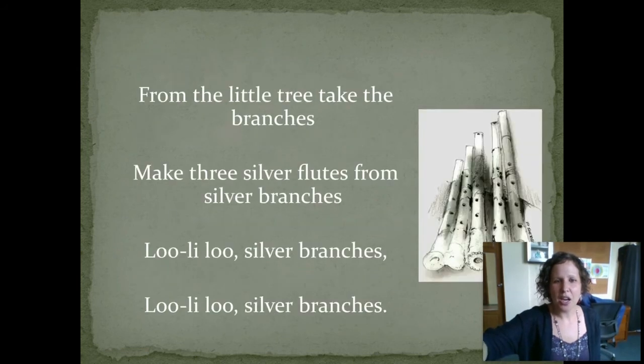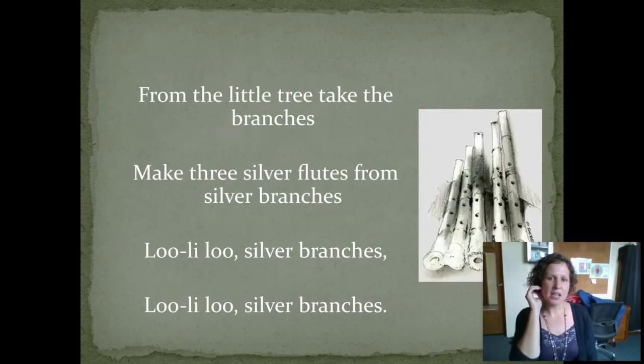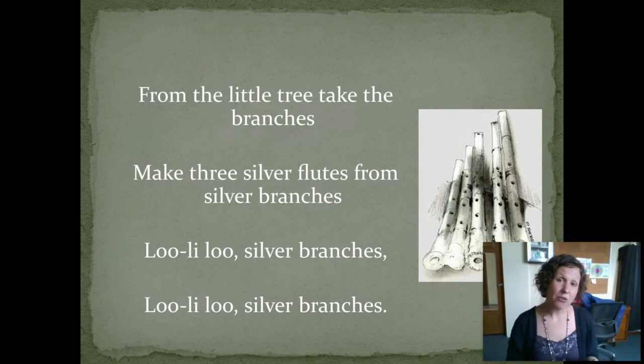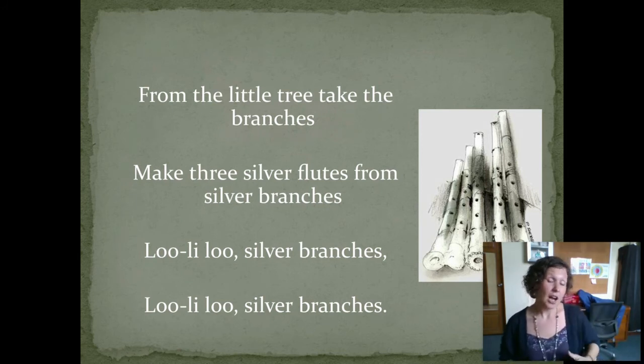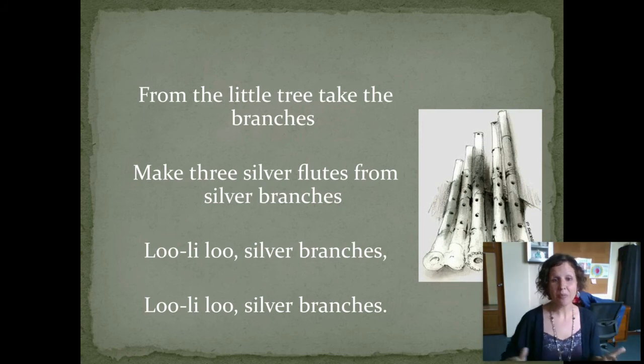Then later in the song, it says, from the little tree, take the branches. So that's what I'm thinking is they're not just killing the whole tree. You don't have to think that the tree is giving its life for this. It doesn't have to. And they make flutes. So there are some silver flutes made out of wood.